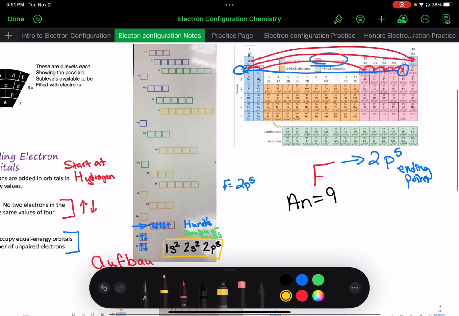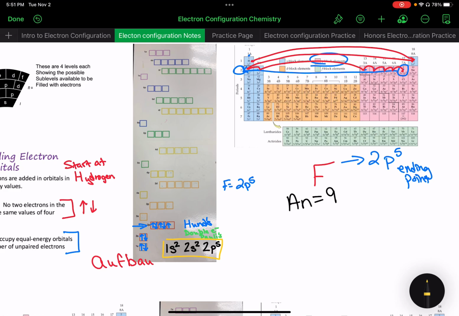Okay. On the next one, we'll be practicing some of this.